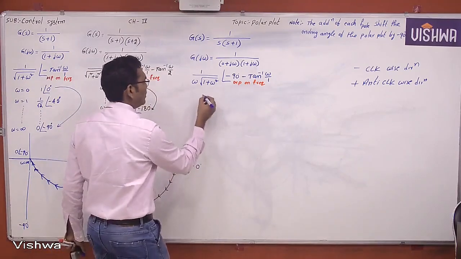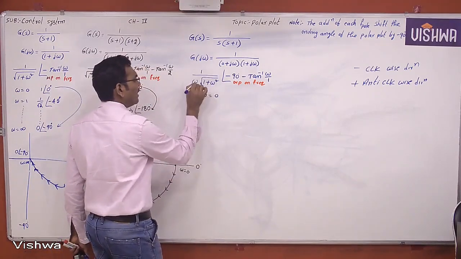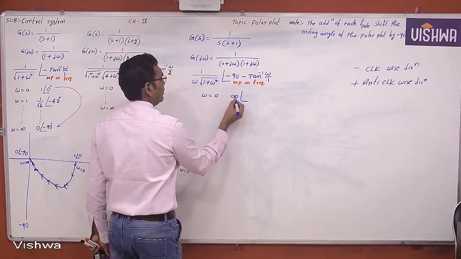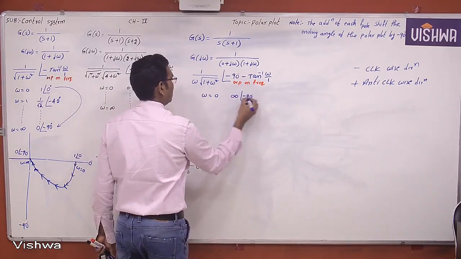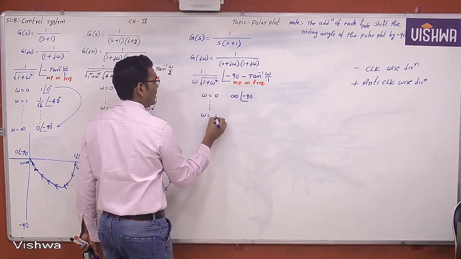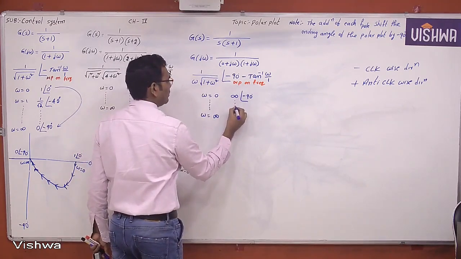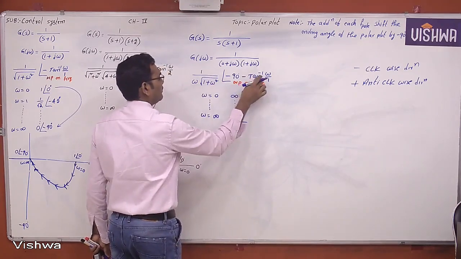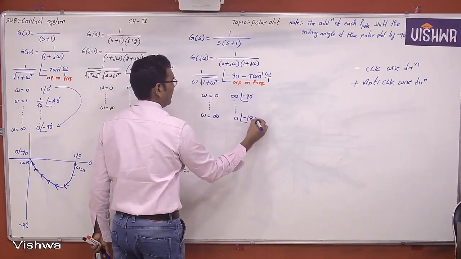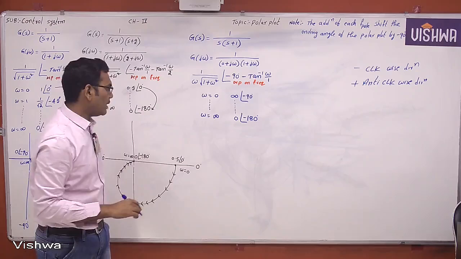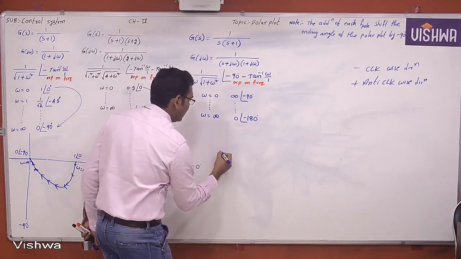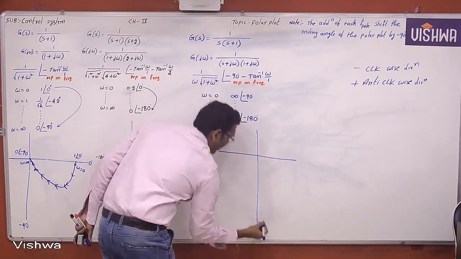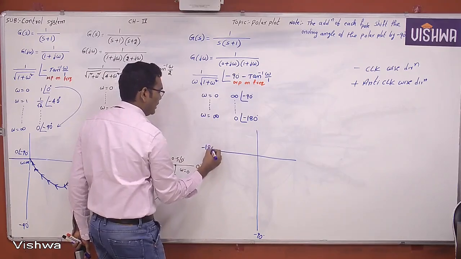Therefore, when omega equals 0, the magnitude is something by 0, which is infinity, at an angle of minus 90 degrees. When omega equals infinity, something by infinity is 0, at an angle of minus 90 minus tan inverse infinity, which is minus 180 degrees. What is the starting angle? The starting angle is minus 90 degrees. The ending angle is minus 180 degrees.